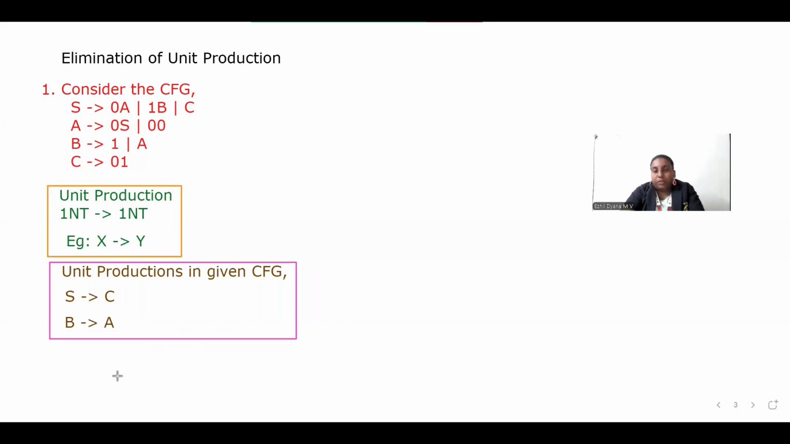In order to eliminate a unit production, you're going to substitute the right hand side or the expansion of the particular variable. If I see S tends to C, you need to check what is the production rule of C. We have C tends to 01, so in place of C, I will substitute this 01. Similarly, B tends to A. In place of this A, I will substitute the production rules of A, which are 0S and 00. This is how we will eliminate the unit production. So let's do it.